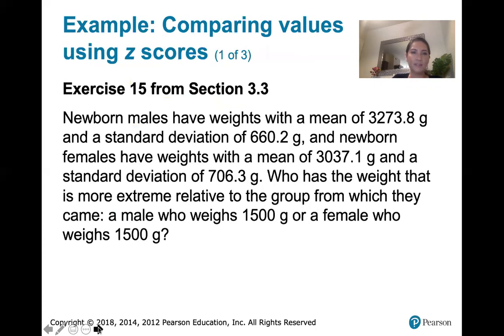So here is an example. We're going to compare some values using their z-scores. This is exercise 15 from section 3.3 of our text. It says newborn males have weights with a mean of 3,273.8 grams and a standard deviation of 660.2 grams. And newborn females have weights with a mean of 3,037.1 grams and a standard deviation of 706.3 grams. The question says, who has the weight that is more extreme relative to the group from which they came? A male who weighs 1,500 grams or a female who weighs 1,500 grams?